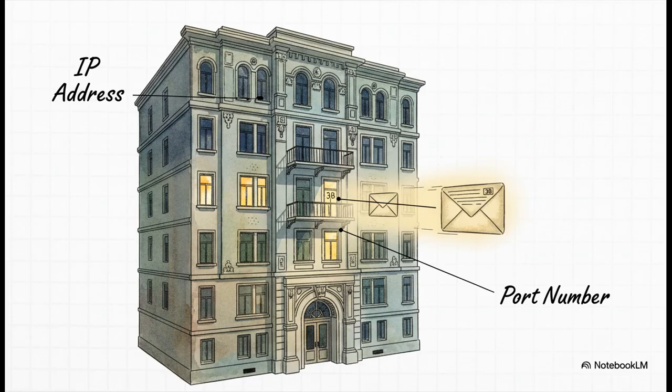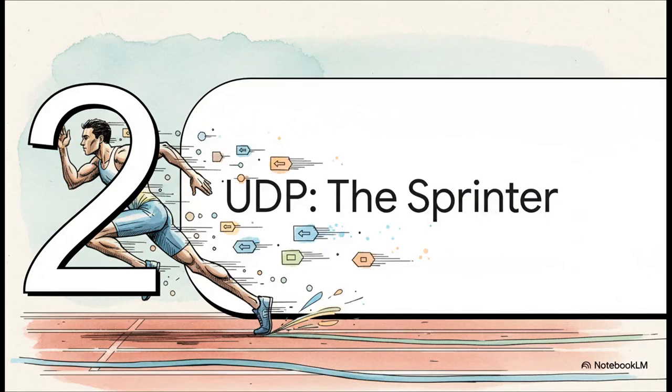And that apartment number, in the internet world, we call that a port number. So every single chunk of data that hits your computer has two addresses, the IP address, which is the building, and the port number, the specific apartment. It's this simple two-part system that lets everything happen all at once. Pretty clever, right?